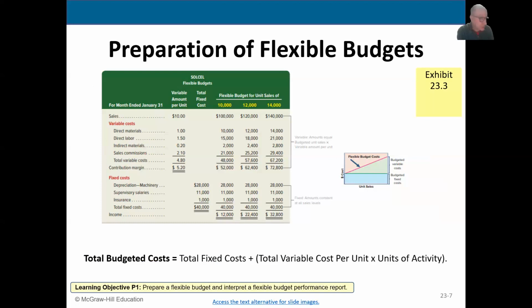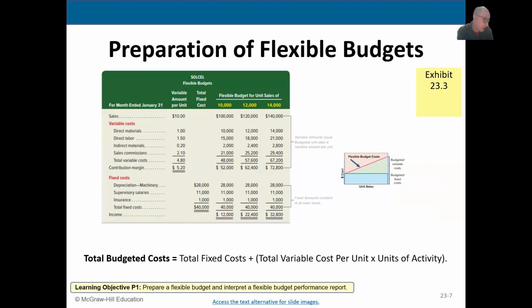Overall, this gives us a lot of flexibility. Why? Because you got to think about the probability. Are you going to fall short at 10,000? Are you going to blow it out of the water at 14,000? Or are you going to end up at 12,000, which is the middle ground? So that's the cool thing about flexible budgeting. It allows for that variance, yeah?